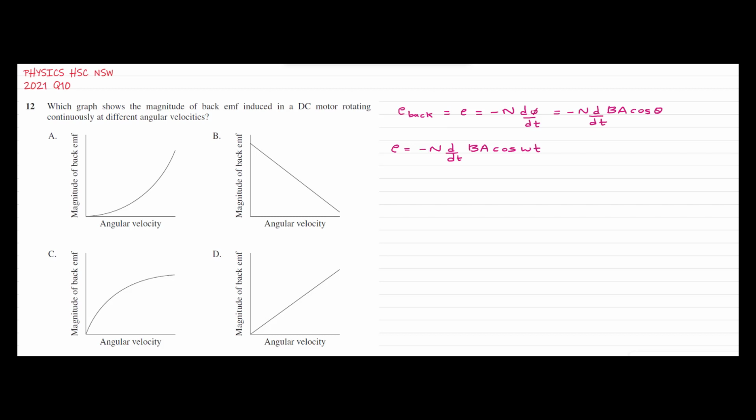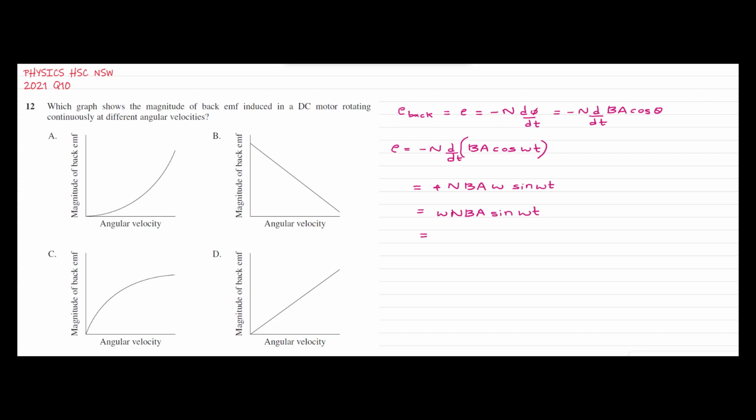And if we differentiate this part, we see that B and A are constant, so they can be taken out. So that will be equal to minus N B A, and what is the differential of cos θ? It is minus sin θ, so that I will make it plus, and that will be sin ωt, and the differential of ωt will be ω. So if I rearrange it, that will be ω N B A sin ωt.